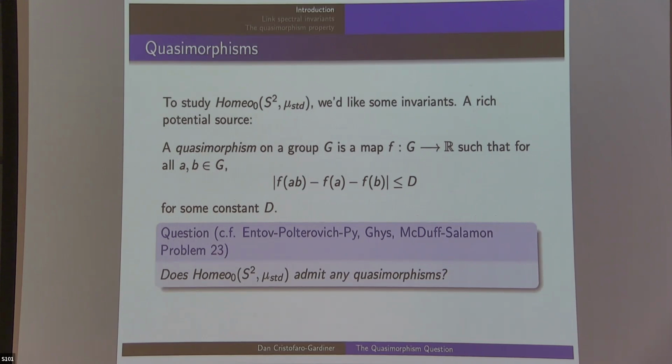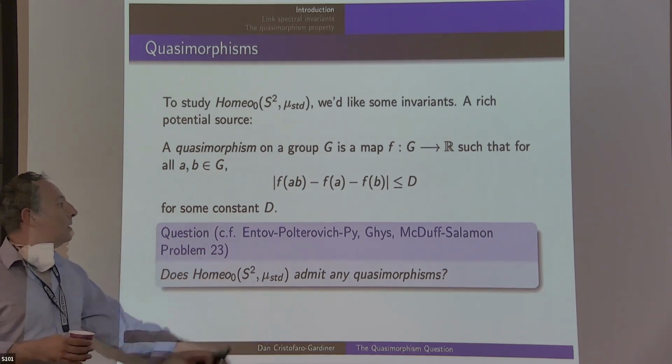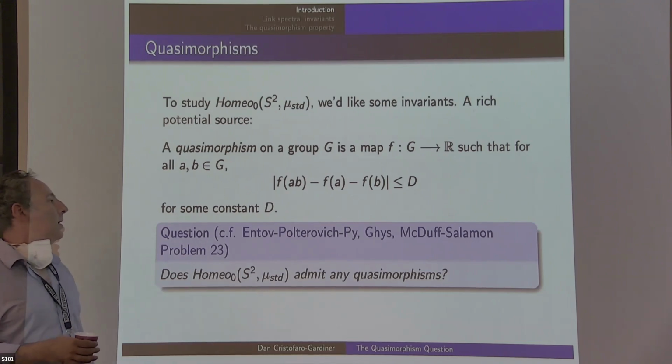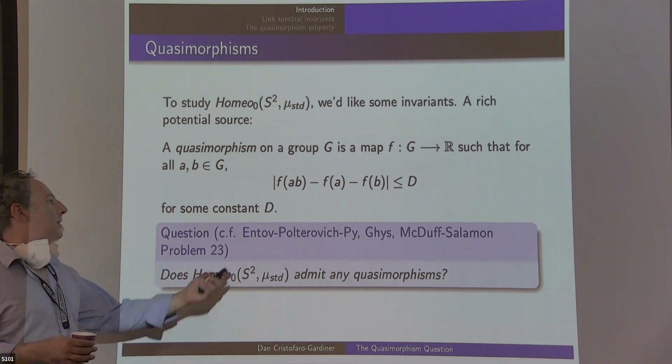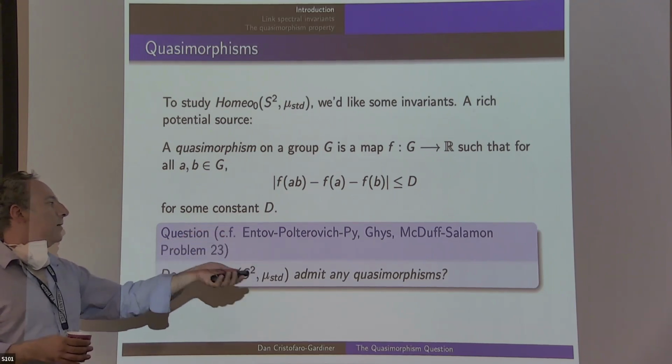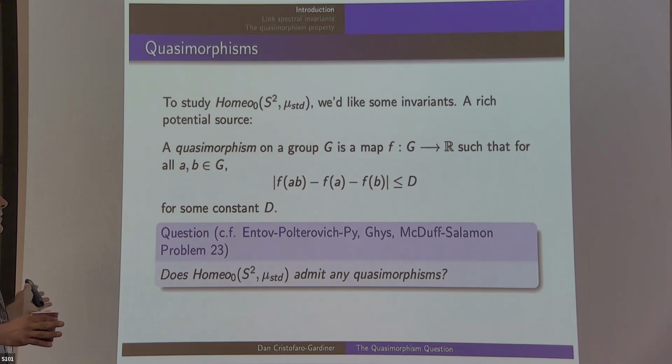Okay, so anyway, you have some group and you want to study it, so you'd like some invariants. Here is a very interesting potential source that I've been thinking about recently, so-called quasimorphisms. What's a quasimorphism on a group? Well, it's almost a homomorphism to R. It's a map f to R such that if I look at the difference between f(AB) and f(A) plus f(B), then that difference is uniformly bounded by some constant. So maybe there are some interesting quasimorphisms on this group that you could use to elucidate the algebraic structure.